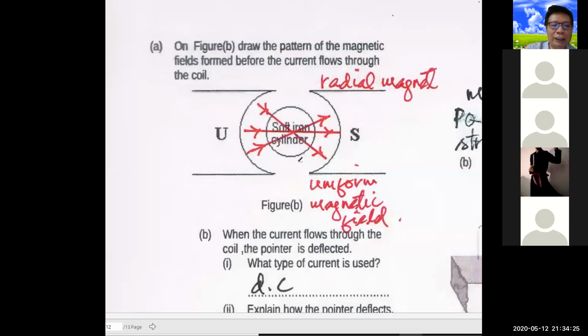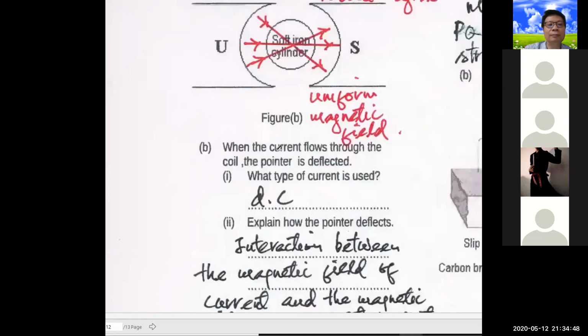So what is the advantage of the round shape magnet? It produces uniform magnetic field. Like this is all uniform. In all direction, the magnetic field is all same. So it's uniform magnetic field. The advantage is radial magnet can produce uniform magnetic field. Okay. Right, next.